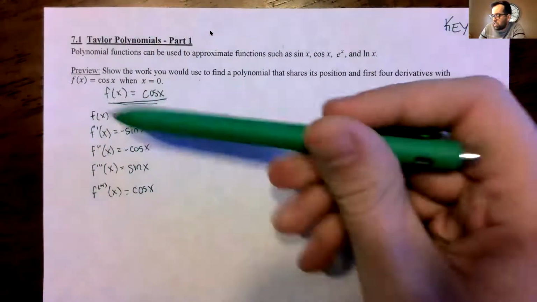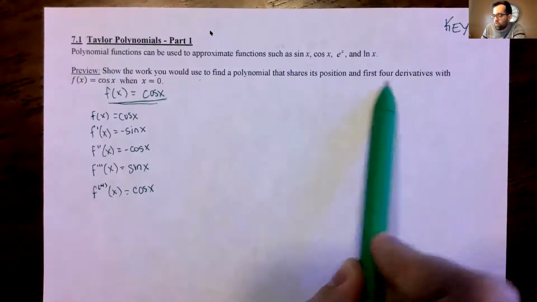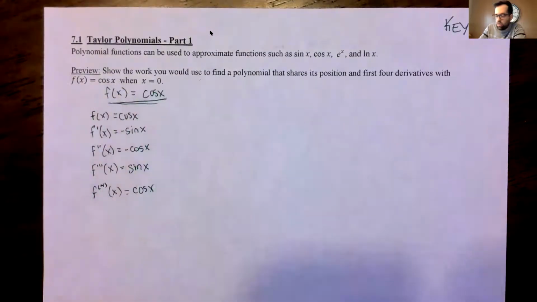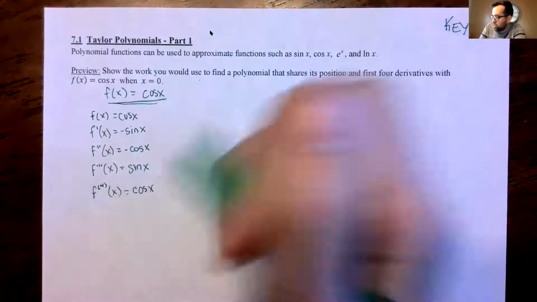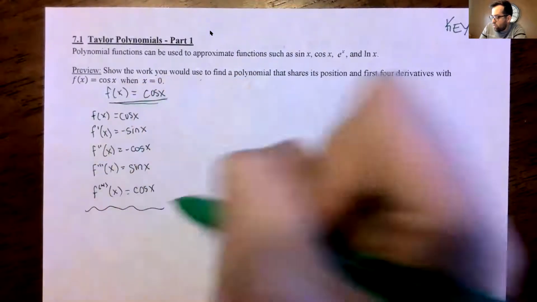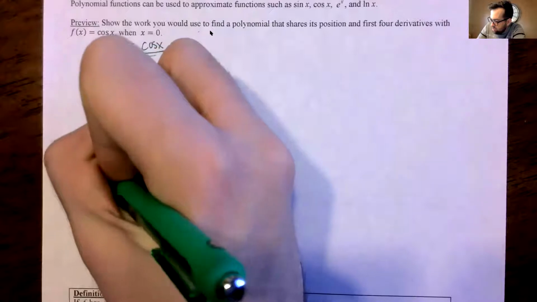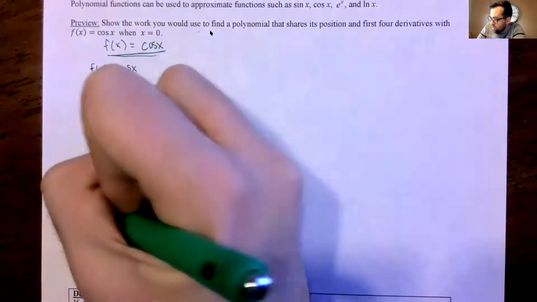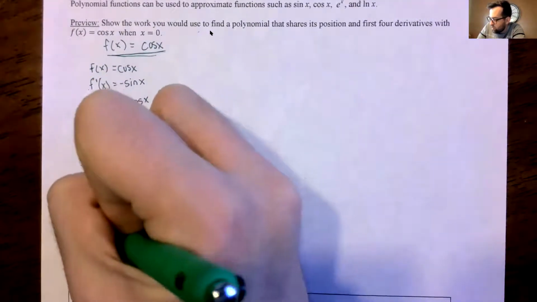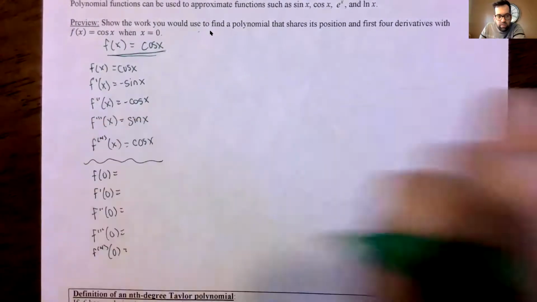But we're not just interested in what those derivatives are. We want to match the position in the first 4 derivatives when x equals 0. So next to this, maybe below this, I'm going to write out what these values are when x equals 0. So I'm interested in f of 0, f prime of 0, f double prime of 0, f triple prime of 0, and the fourth derivative at 0.